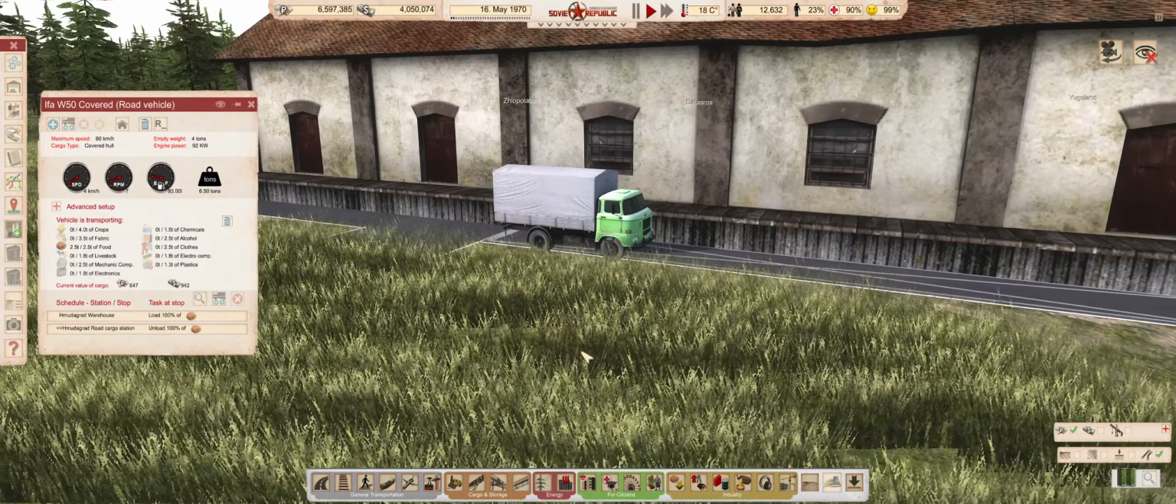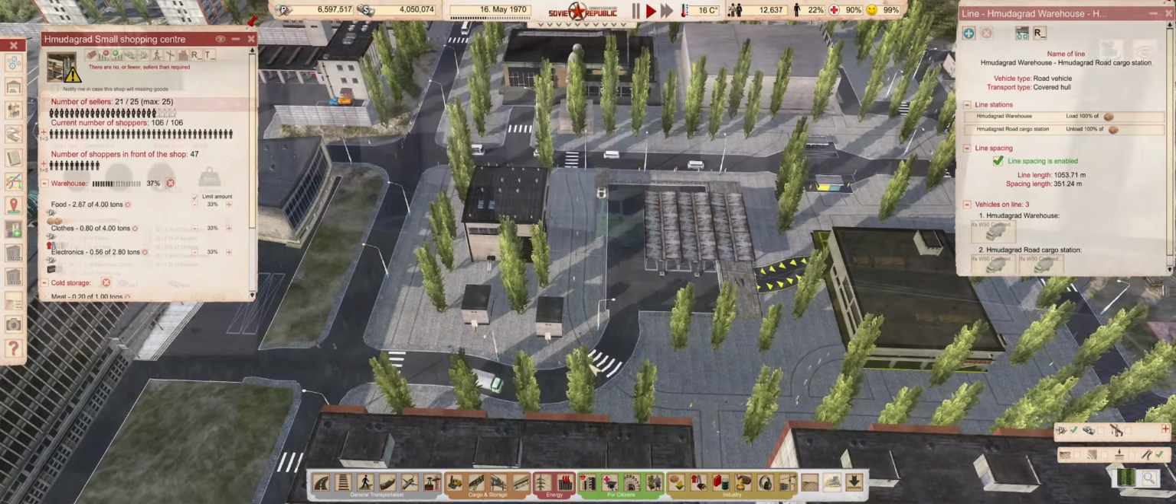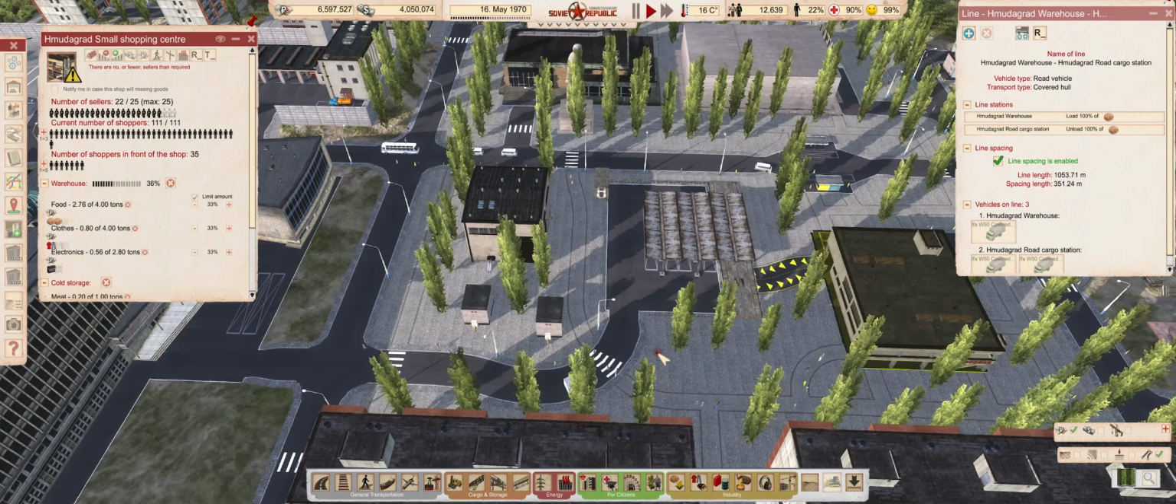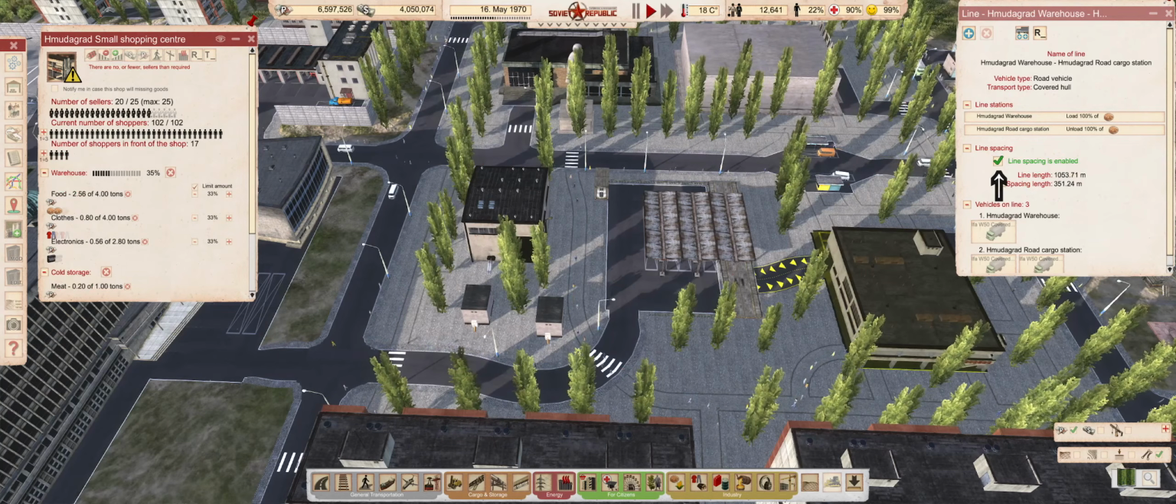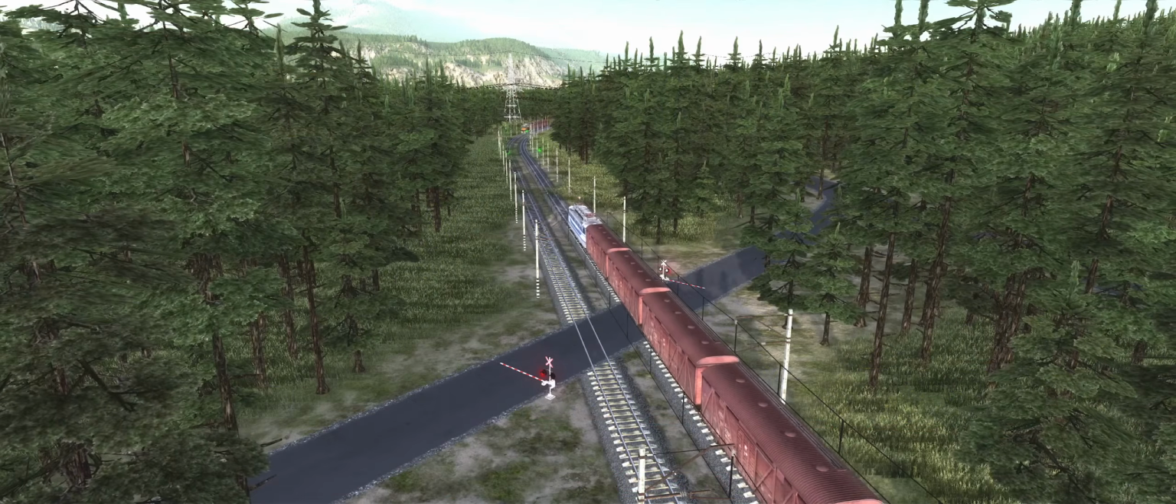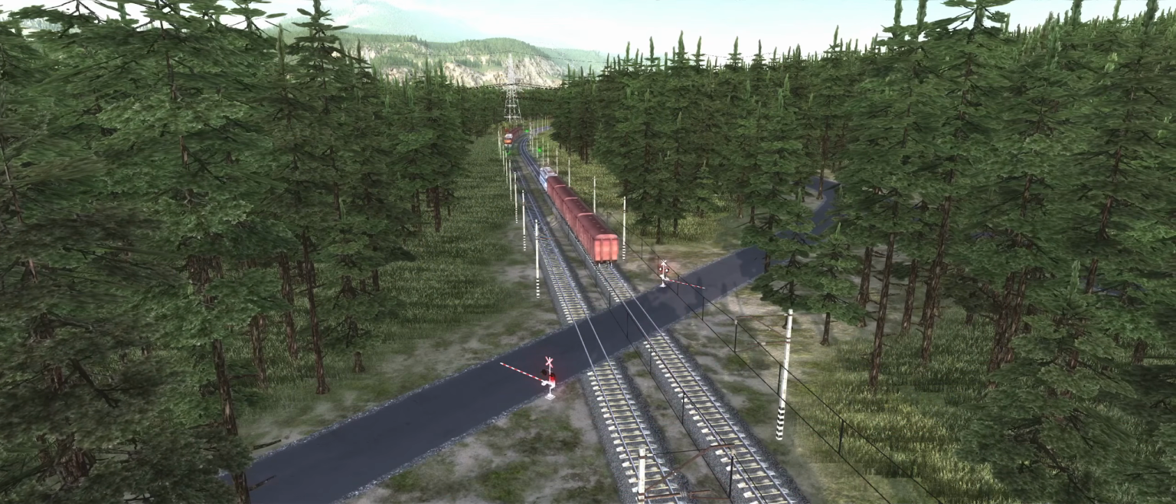It is up to you how you want to set this part up. If your citizens buy goods fast enough that a single truck cannot handle the throughput, using the line spacing option is very handy, ensuring that deliveries arrive regularly. The good thing about this system is that it is easily upgradable.